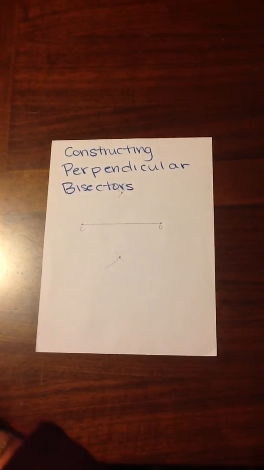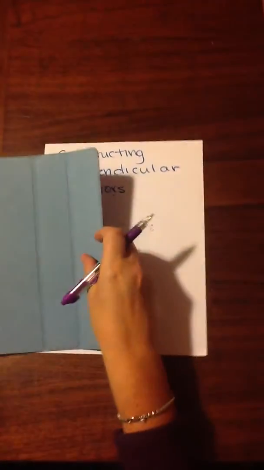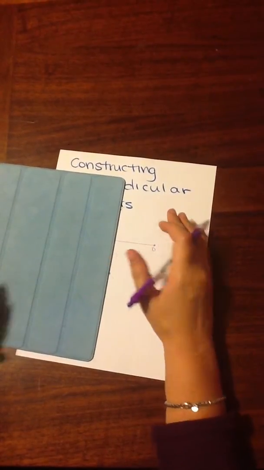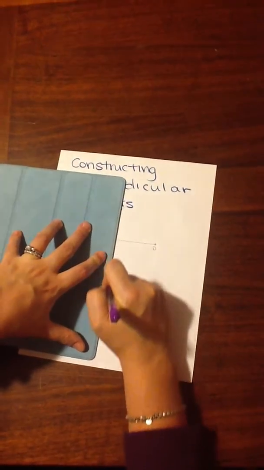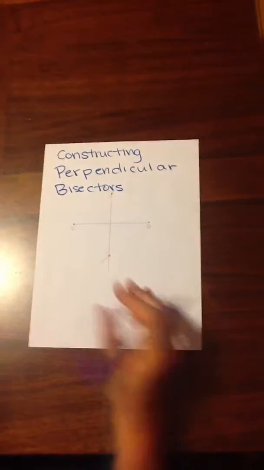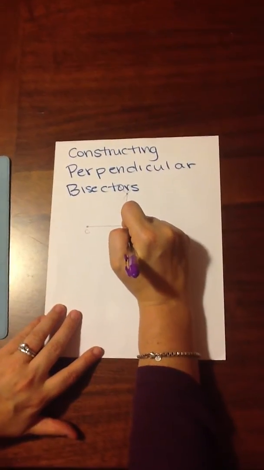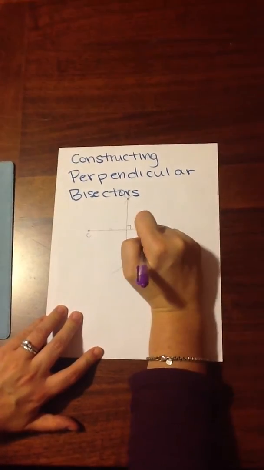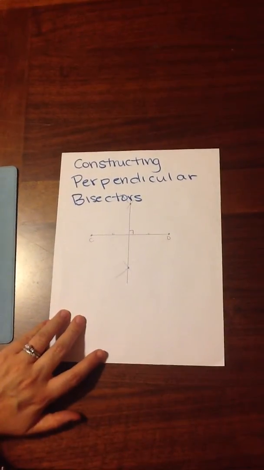Connecting those 2 points using a straight edge is going to give me that segment that acts as my perpendicular bisector. I connect. These 2 segments are perpendicular. Segment CD has been bisected.